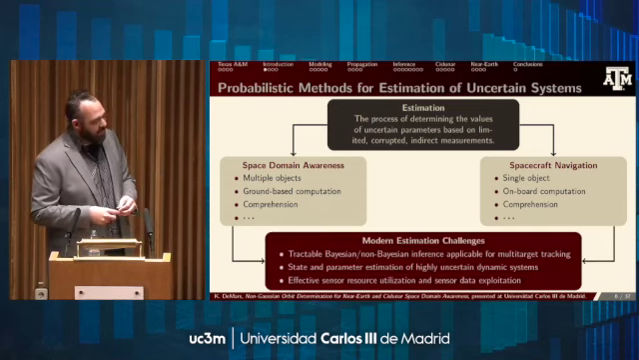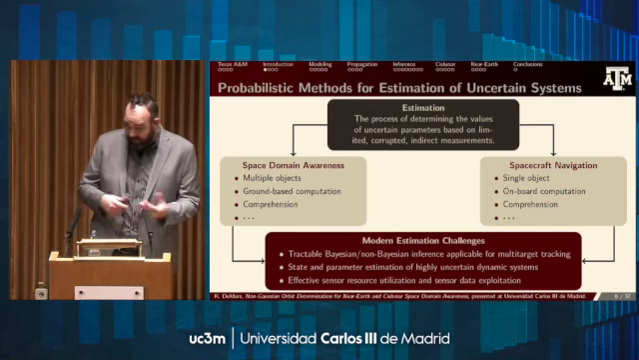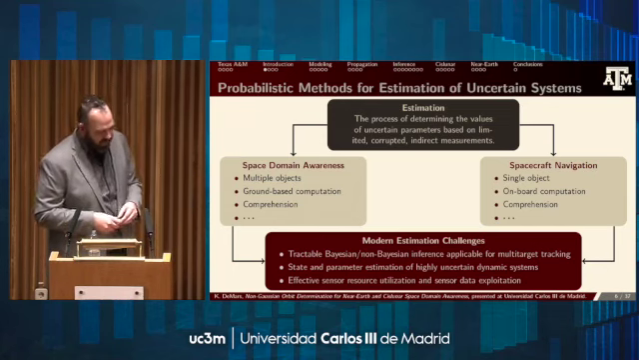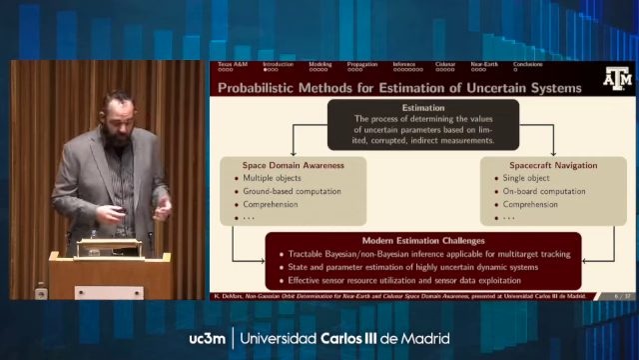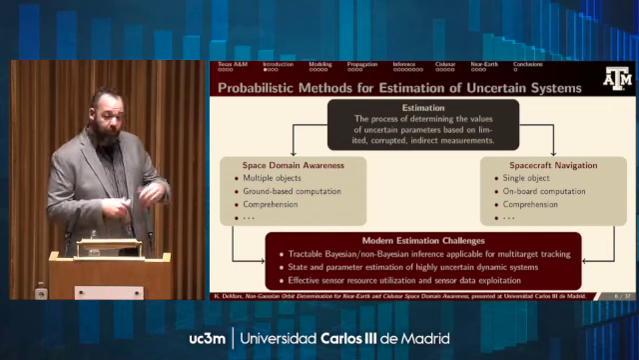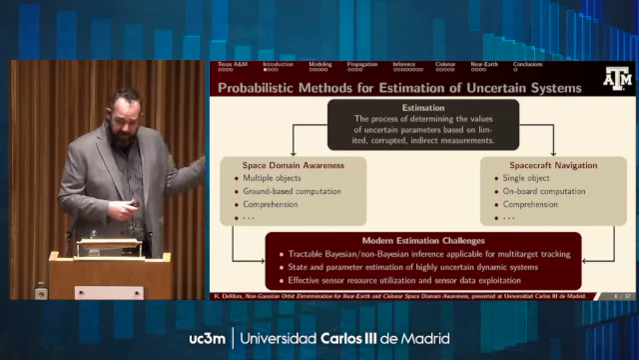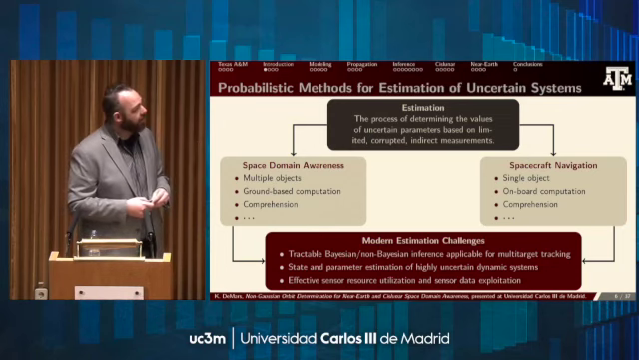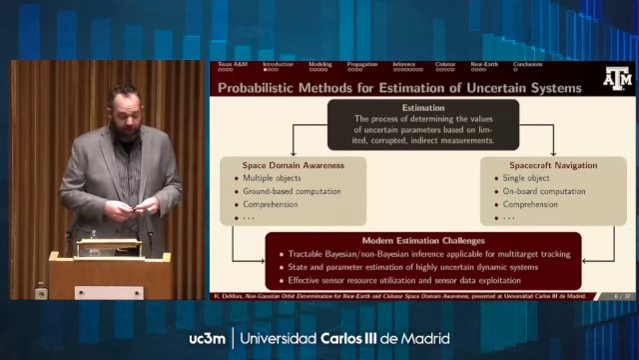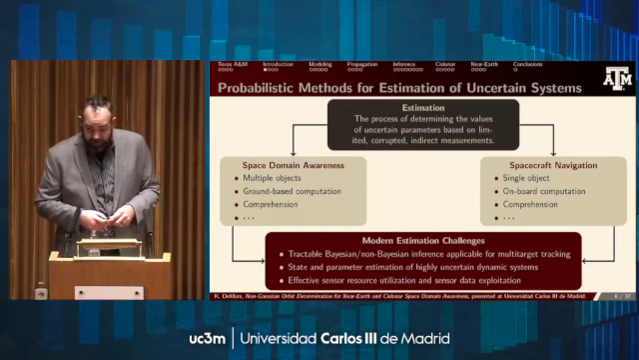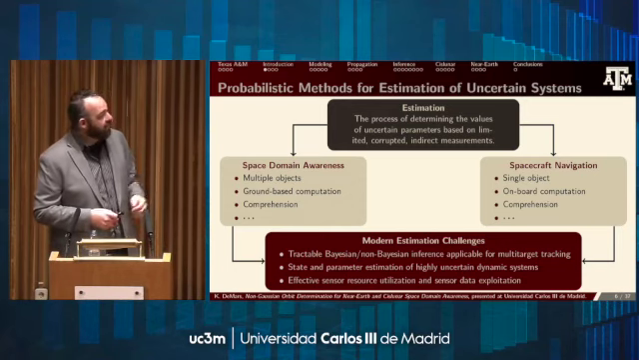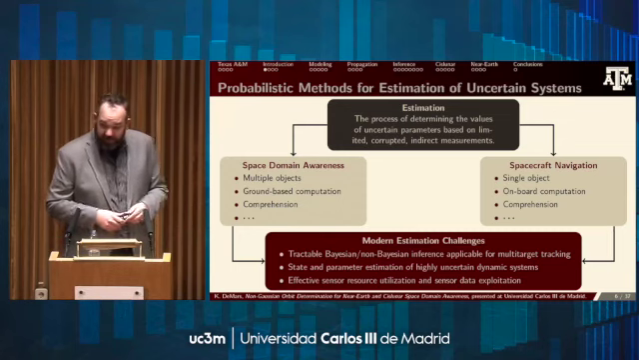And so it kind of leads me to a set of three research themes. The first of these is tractable Bayesian and/or non-Bayesian inference that's applicable for both single target and multi-target tracking. It's a problem that has some posed solutions theoretically, but it's still something that's very ripe for research to this day. The second one is state and parameter estimation of highly uncertain dynamic systems.